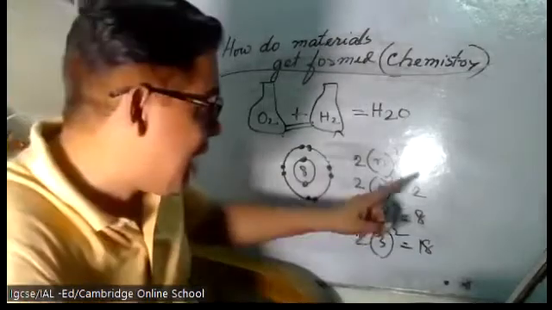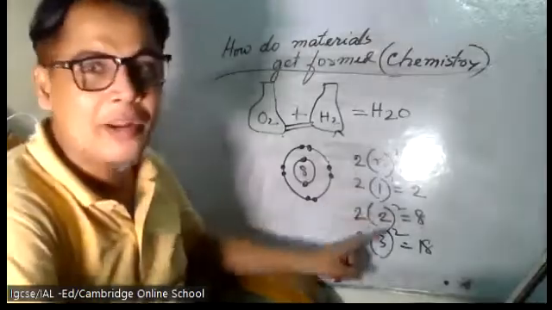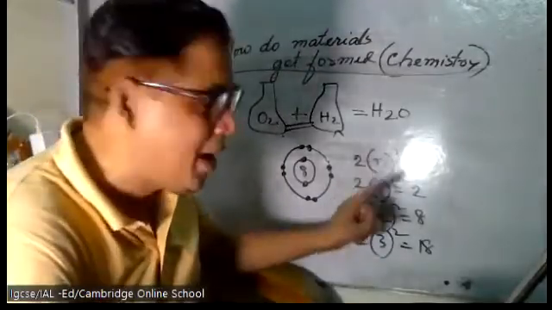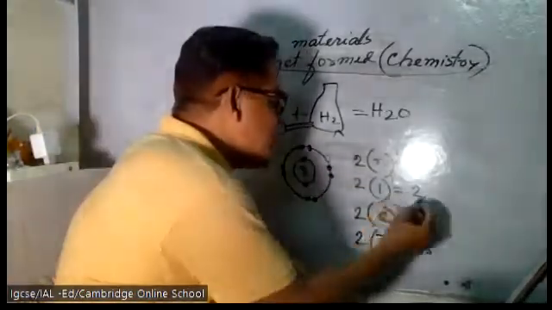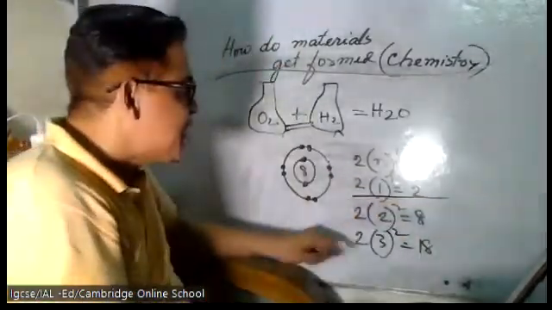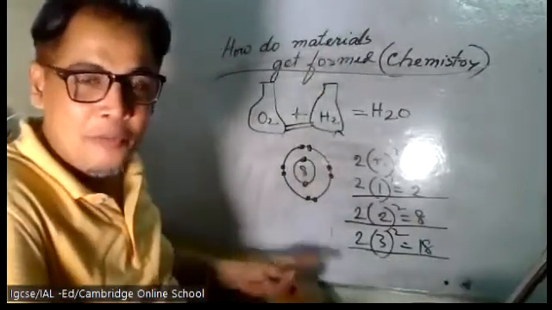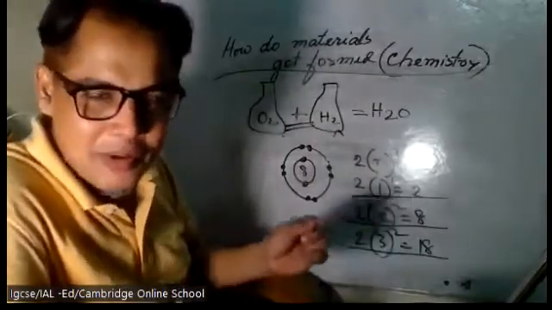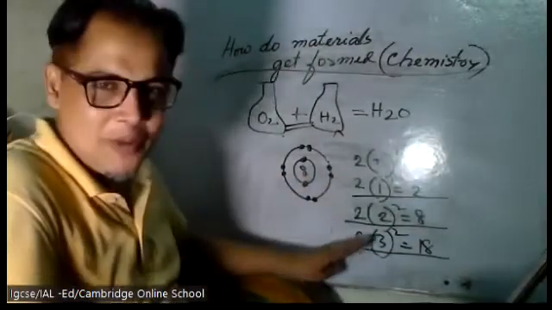How the electrons will be decorated, there is a formula: 2n square. It means the first shell will be 2, the second shell will be 8, the third shell will be 18, the fourth shell will be 32. You are very junior students, so I'm not going there. Baba, the main talk.